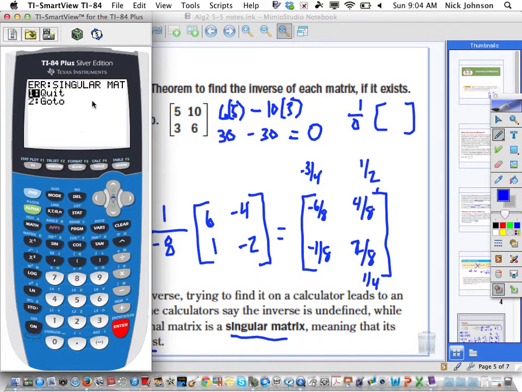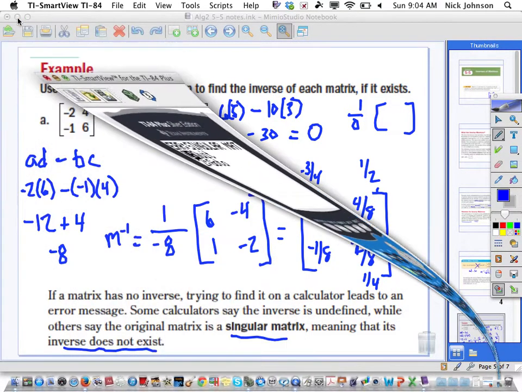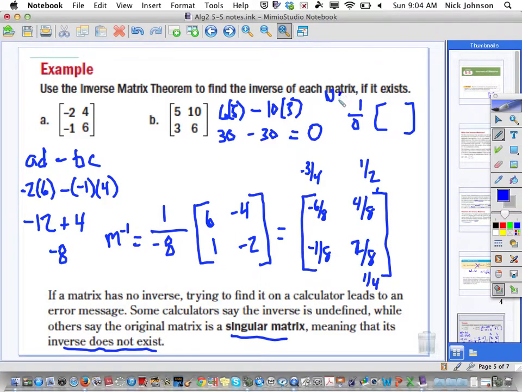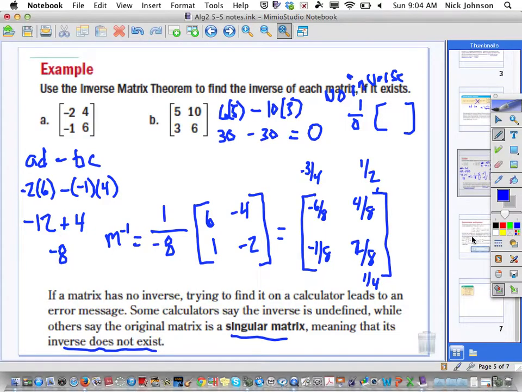So if this happens during a test or quiz, you can't say Mr. Johnson did not show you. When it has a singular matrix, there is no inverse, okay? No inverse. So moving along.